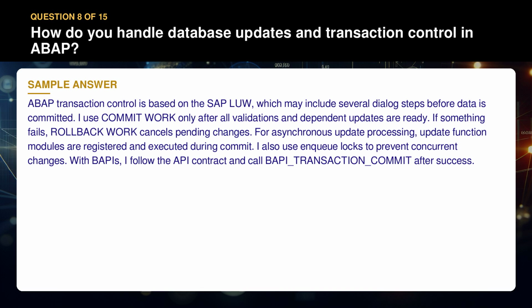If something fails, rollback work cancels pending changes. For asynchronous update processing, update function modules are registered and executed during commit. I also use enqueue locks to prevent concurrent changes. With BAPIs, I follow the API contract and call BAPI transaction commit after success.